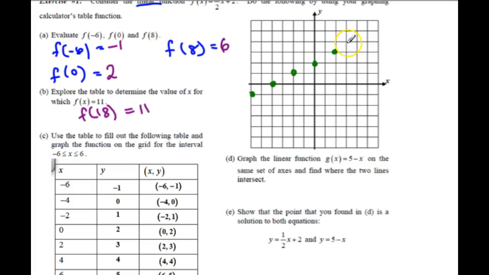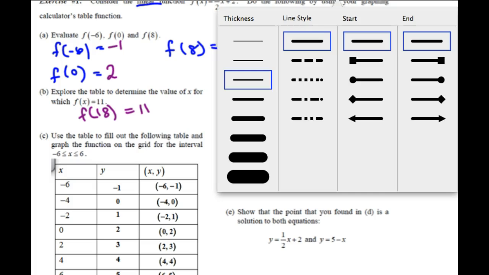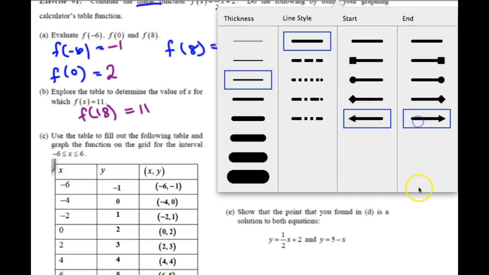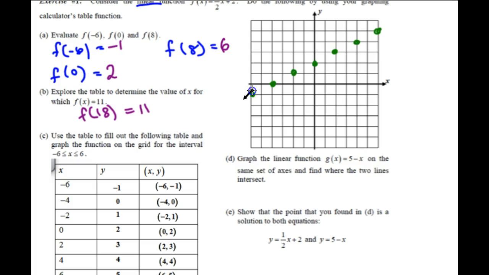4, 4, it's right here. And then it's at 6, it's at 5. So what I want to do actually, I want to draw a line, and here I'm going to just make sure that there are arrows at the end. So I want to draw the line that goes through this point, which will look something like that.